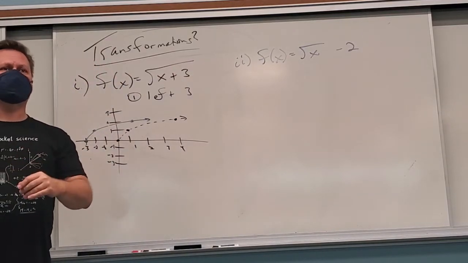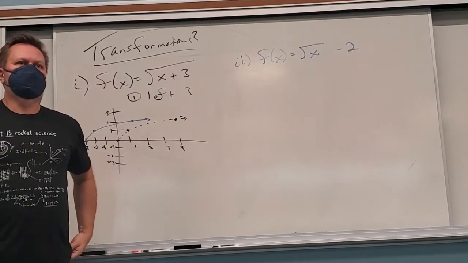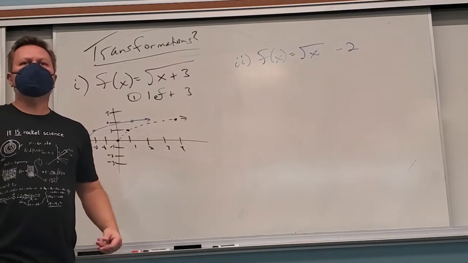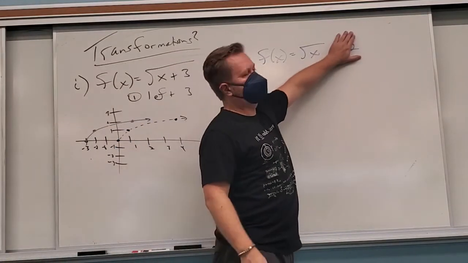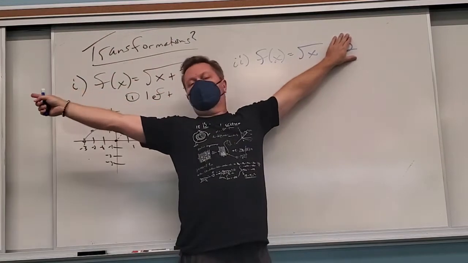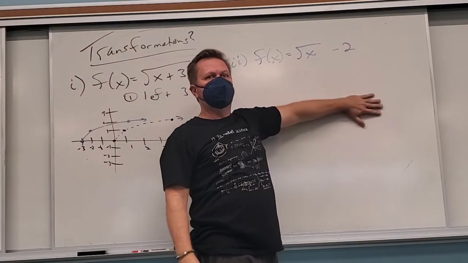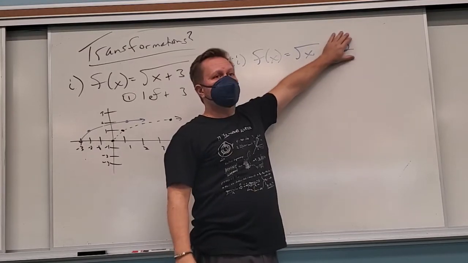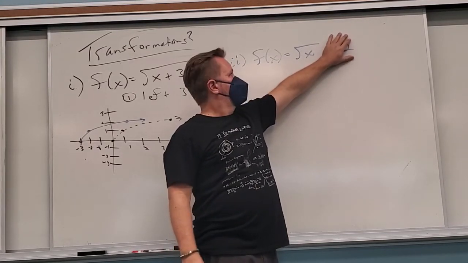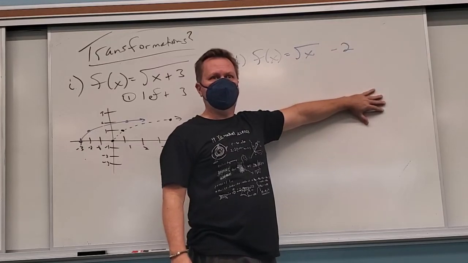So first off, is the transformation affecting x? No. In fact, can you see the original function? Yep, there it is. That would be the normal picture that we made earlier. What am I going to do with every output? Every output is now going to be down 2 from where it was.